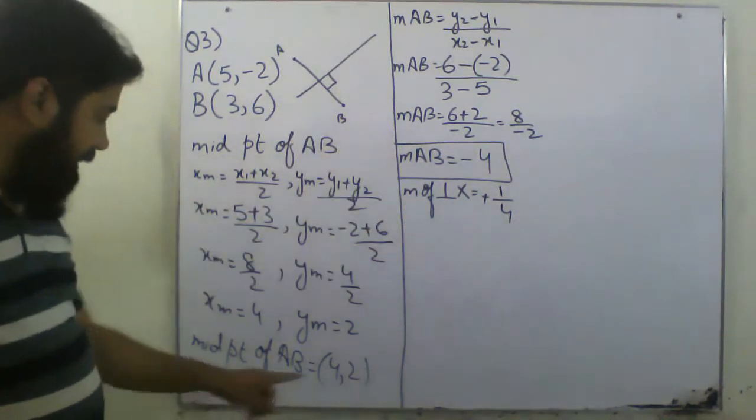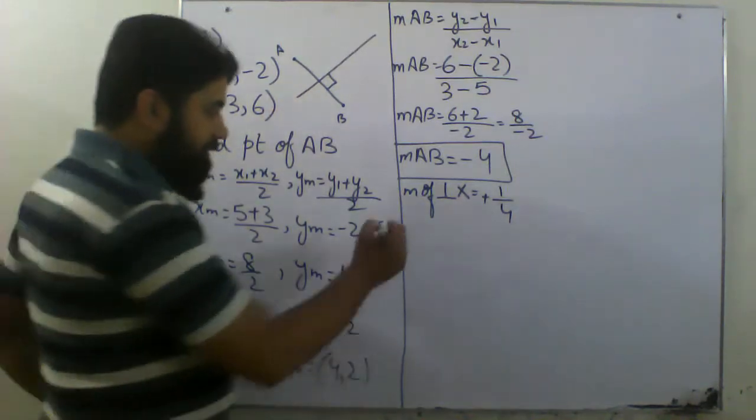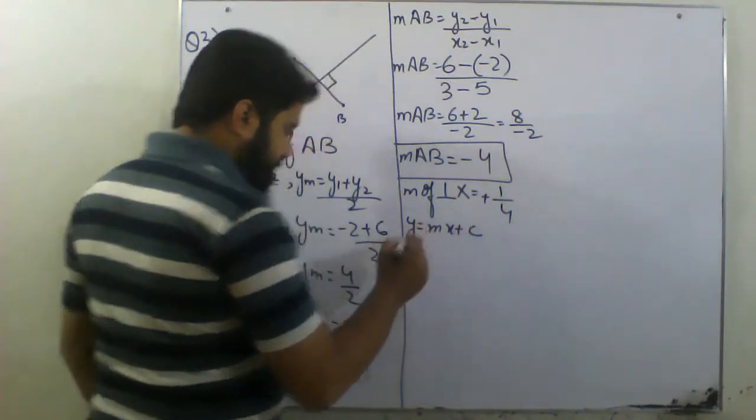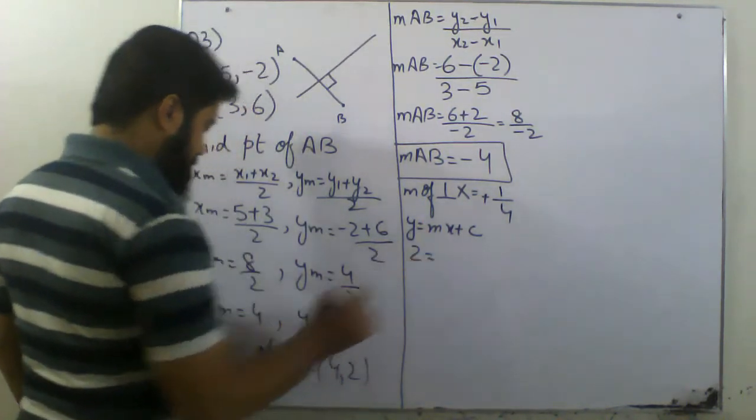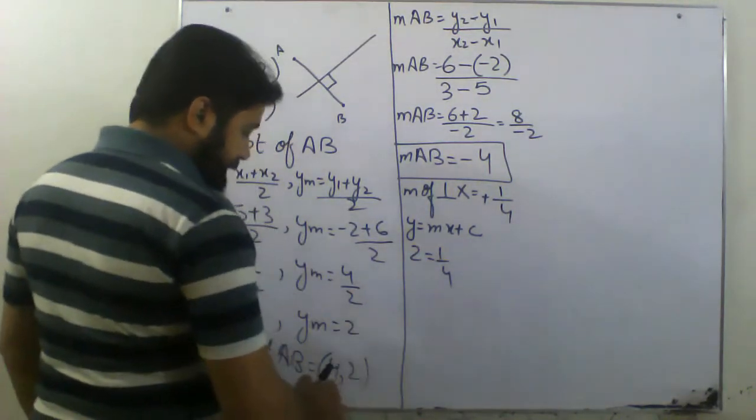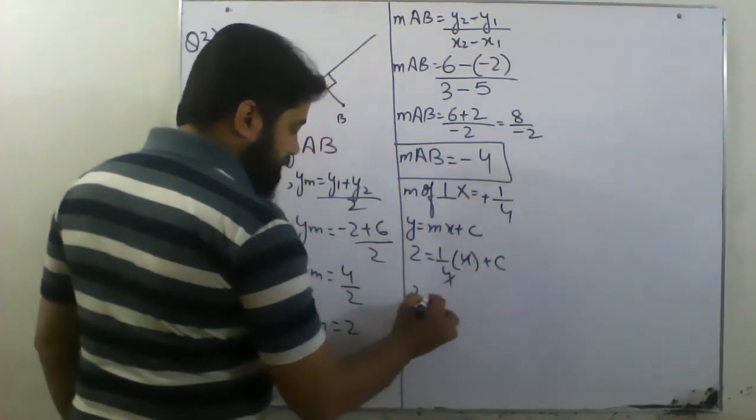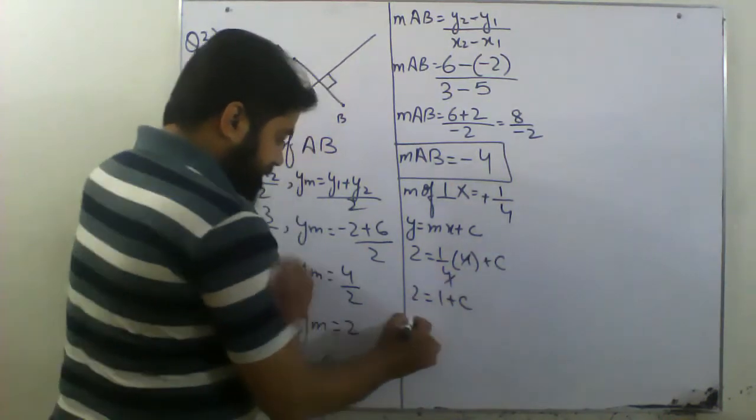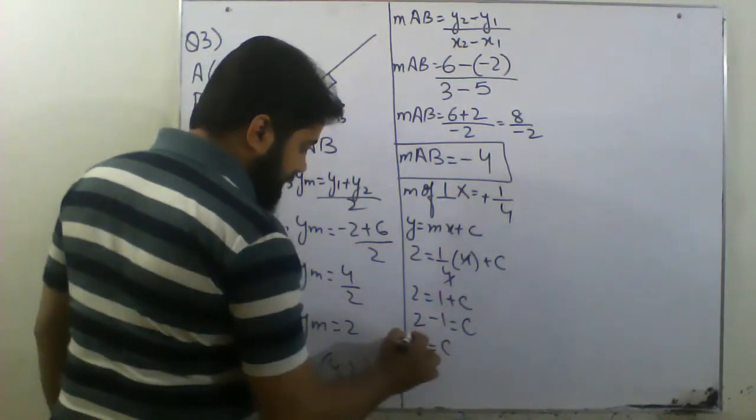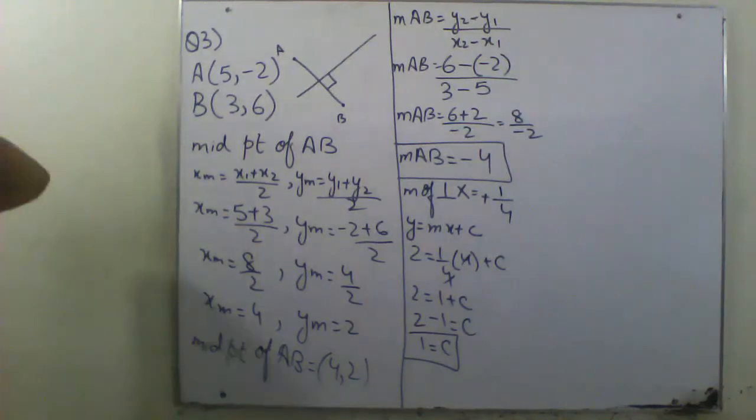So I have got the gradient, and I have got the point from which the line is passing. So now I can form my equation y equals mx plus c. Y is given to me as 2. M is given to me as 1 over 4. X is given to me as 4, plus c. 4 and 4 will be cancelled. 2 equals 1 plus c. 1 shifted over here. 2 minus 1 equals c. 1 equals c. That's your final result, the value of c is coming 1.